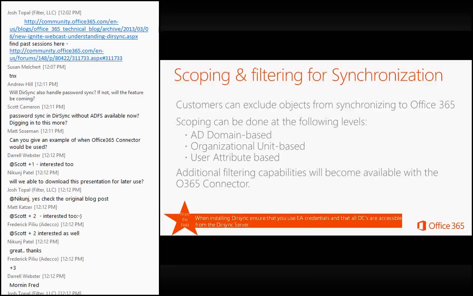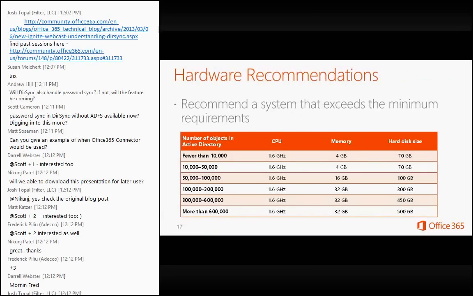Again, just some notes from the field then. When installing directory sync, you use the enterprise admin credentials, and all the DCs need to be accessible. I think we've got a slide, maybe not the next one, maybe the one after, which talks about some of the ports that are required internally for directory sync to be able to talk to the domain controllers. So when you install directory sync, it will try and talk to every domain controller in the forest, essentially.